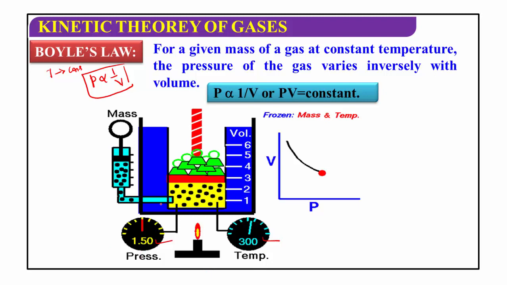Here for a given mass, the temperature is kept constant, like 300 degrees Celsius. When the temperature is kept constant at 300 degrees Celsius, the pressure increases and the volume decreases. Observe this phenomenon. This is a beautiful phenomenon.